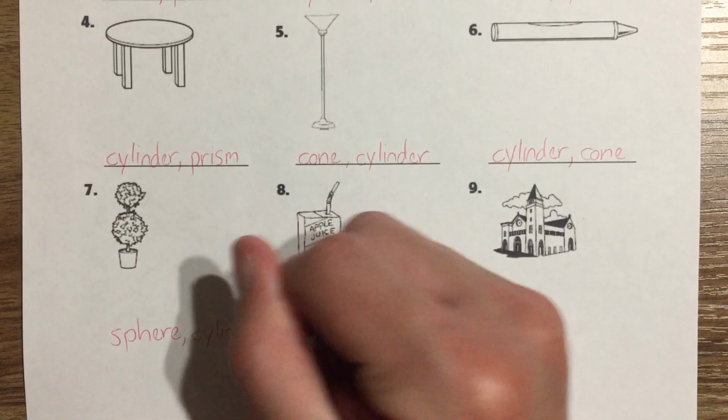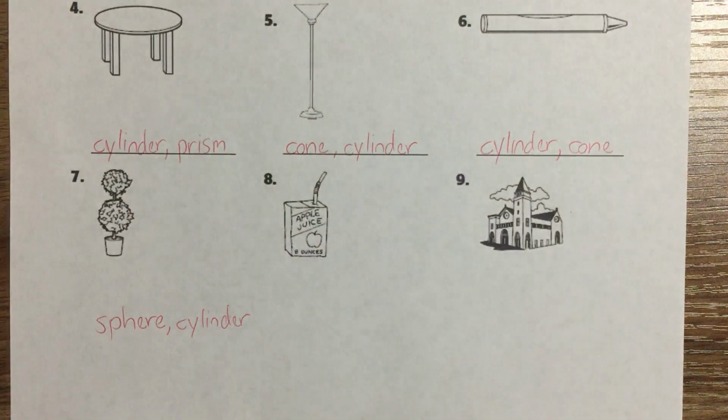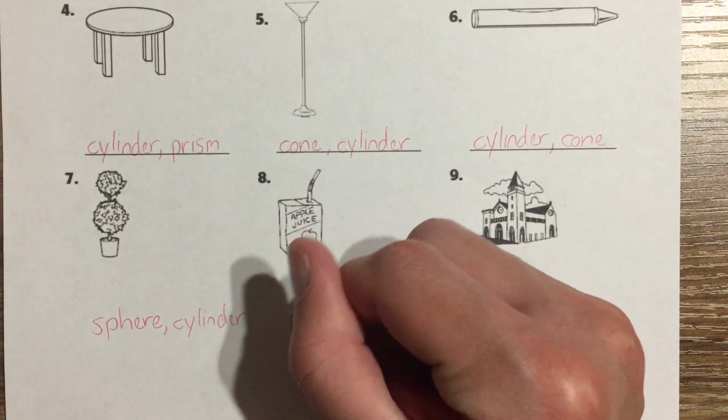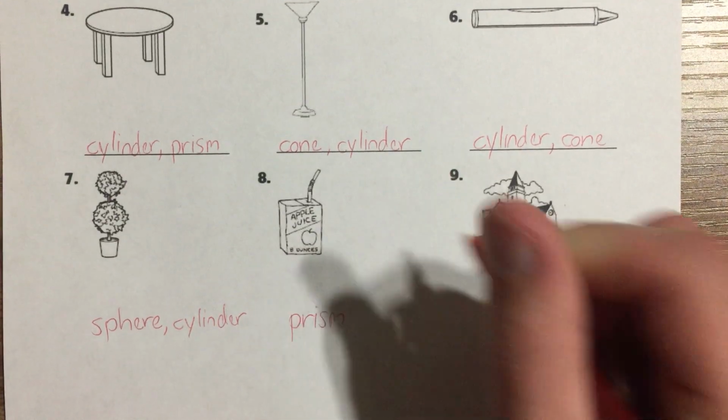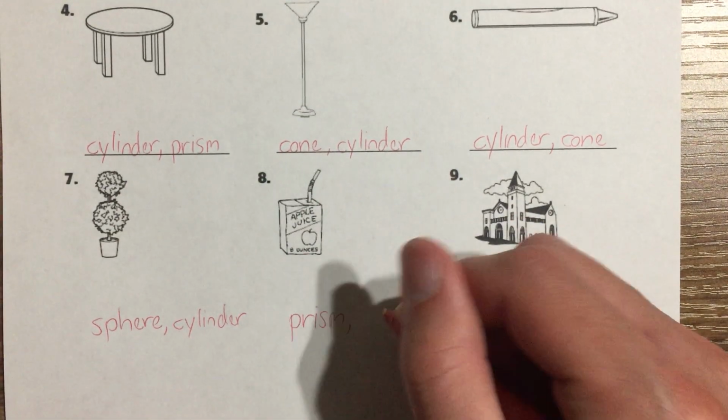Looks like it's got a little bit of flare going out on it, but we're just going to call that a cylinder. Number 8, looks like we have a prism there making up the juice box itself. And then we have another cylinder coming out of the top, that's the straw.